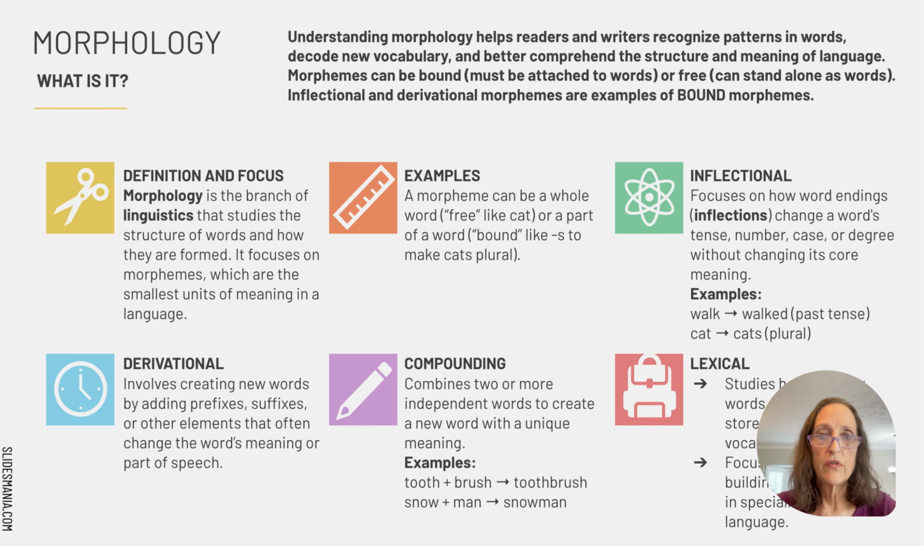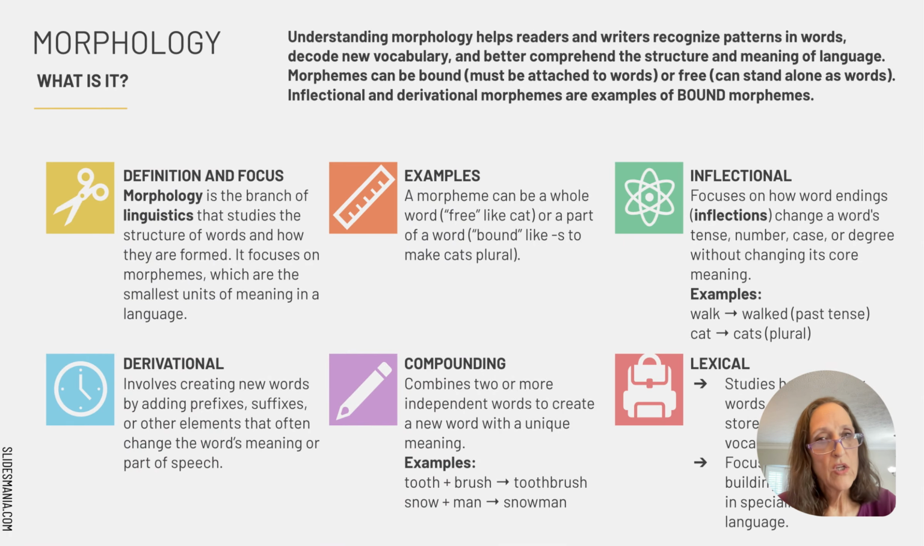So I'm going to start with the definition and focus. Morphology is the branch of linguistics that studies the structure of words and how they are formed. It focuses on morphemes, which are the smallest units of meaning in a language. So when you think about prefixes, suffixes, and roots, those are the small units of meaning. Examples: a morpheme can be a whole word, which is a free morpheme like cat, or part of a word, which is a bound morpheme like s or es to make cats plural.